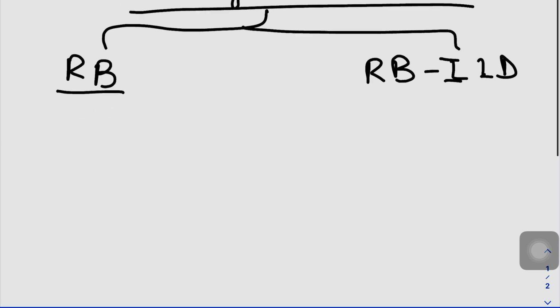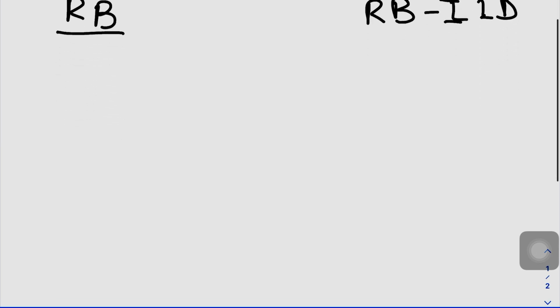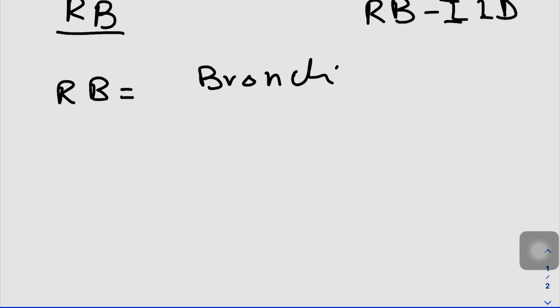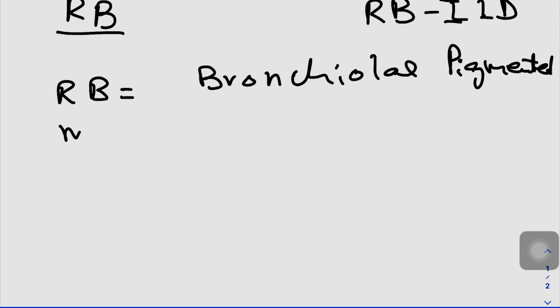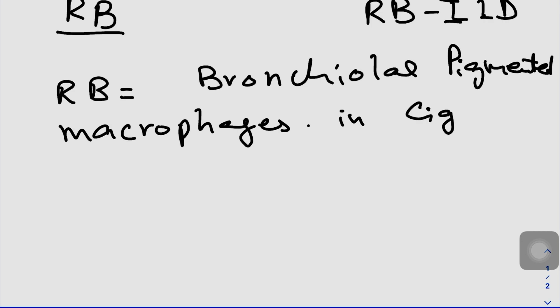RB is respiratory bronchiolitis. Respiratory bronchiolitis, the key feature in the respiratory bronchiolitis is accumulation of bronchiolar pigmented macrophages in cigarette smokers.